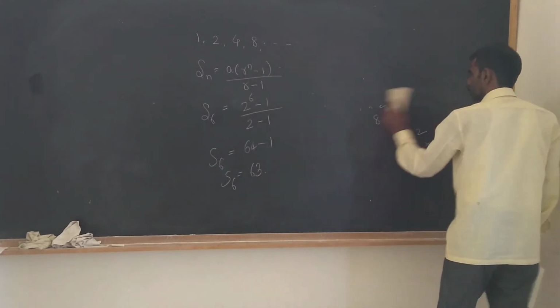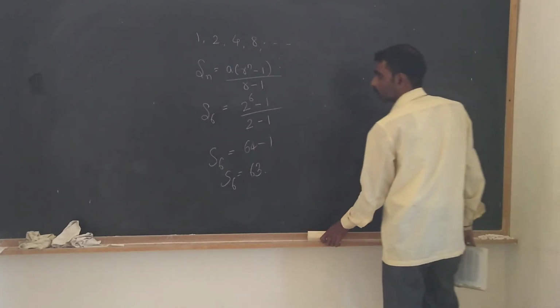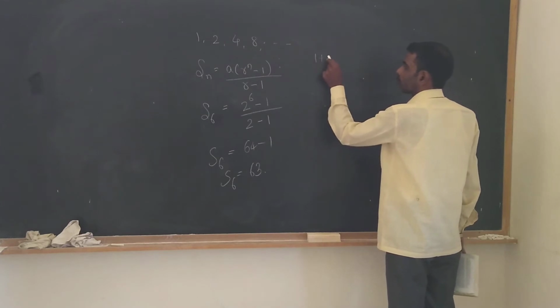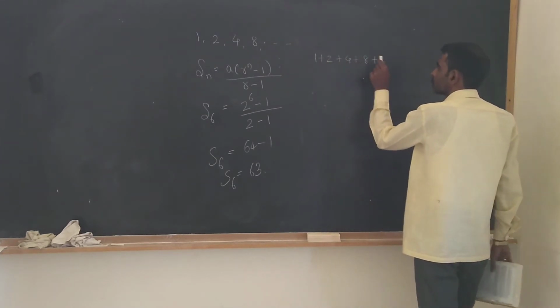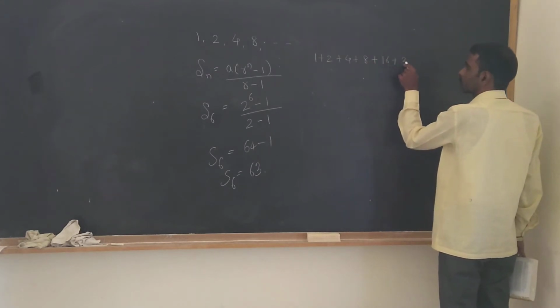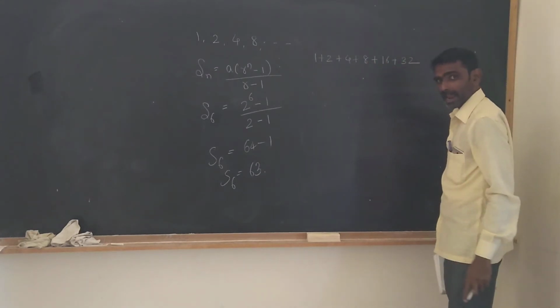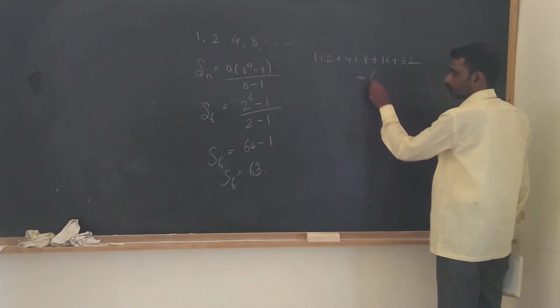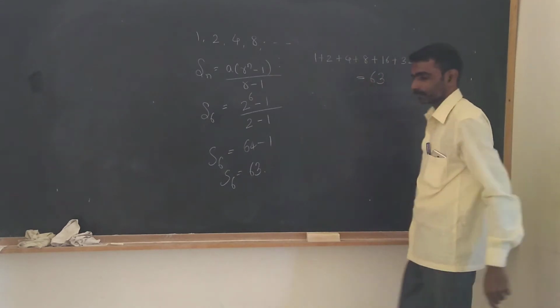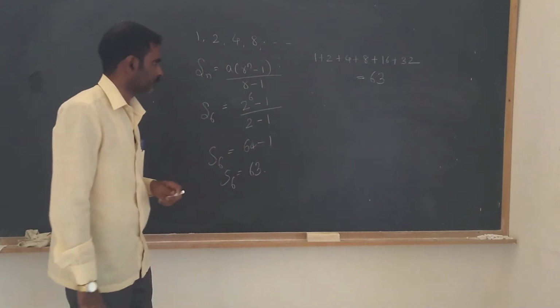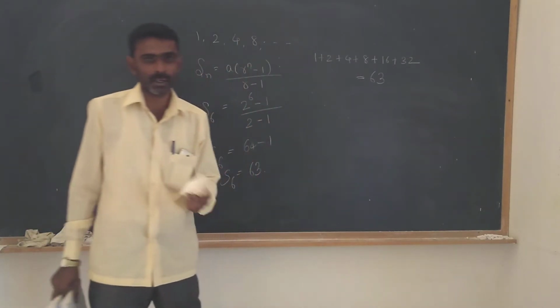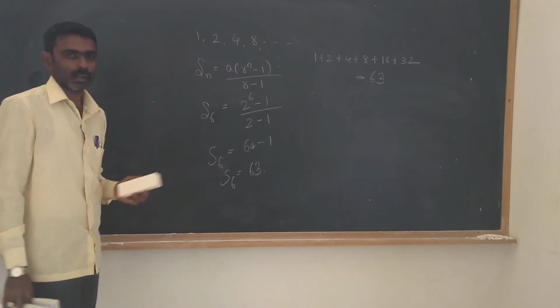Now we shall check this. So 1 plus 2 plus 4 plus 8, these are 4 terms, plus 16 plus 32. When you add these, the sum that you should get is 63. The sum that you will be getting is 63. So this is how you apply this formula.